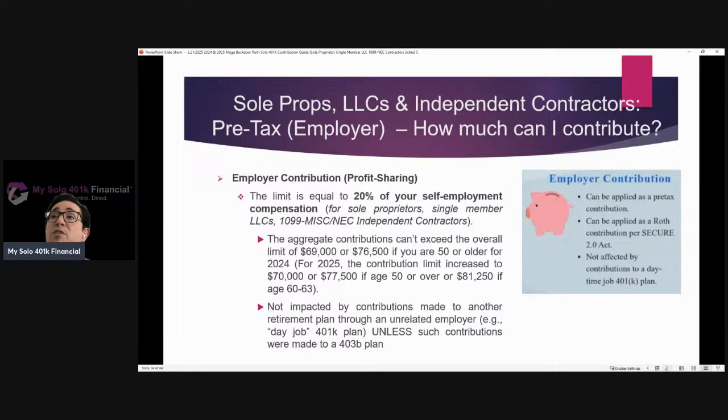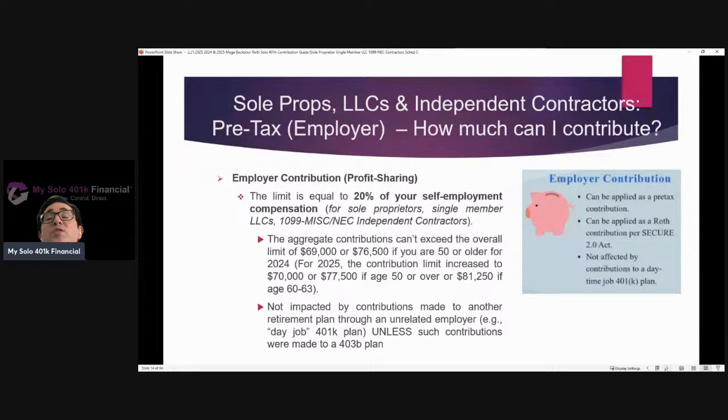Now, you've got to keep in mind the overall limit. So the sum of employee, employer, plus any voluntary after-tax contributions that are made to the plan cannot exceed the lesser of self-employment compensation or the overall limit. Remember, that's $69,000 or $76,500 if you're age 50 or older for 2024. And then it goes up for 2025 to $70,000 or $77,500 if you're age 50 or older, or $81,250 if you're age 60 to 63.